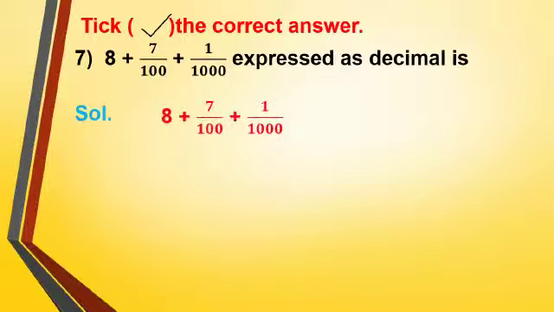Here 8 is equal to 8. Decimal form of 7 by 100 is equal to 0.07, and the decimal form of 1 by 1000 is equal to 0.001. Now adding all these numbers, we get the answer as 8.071. Out of the given options, the correct option is option number B.